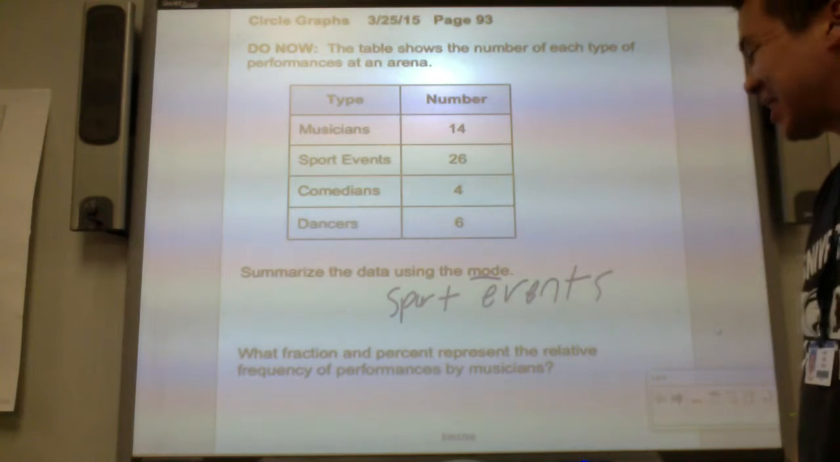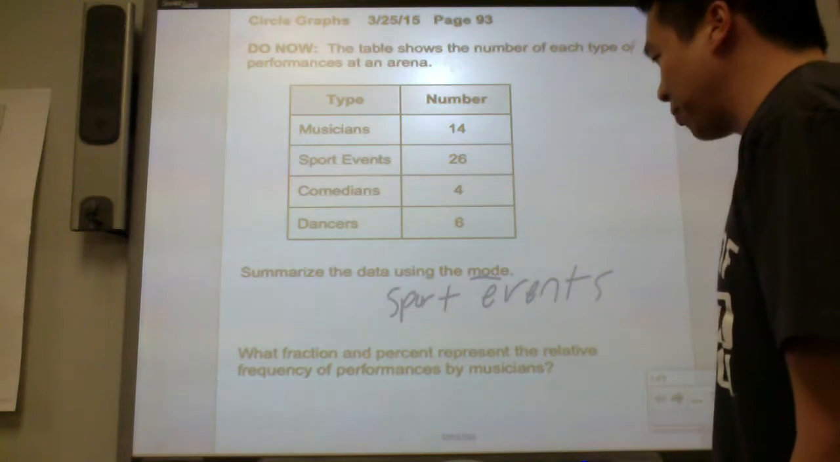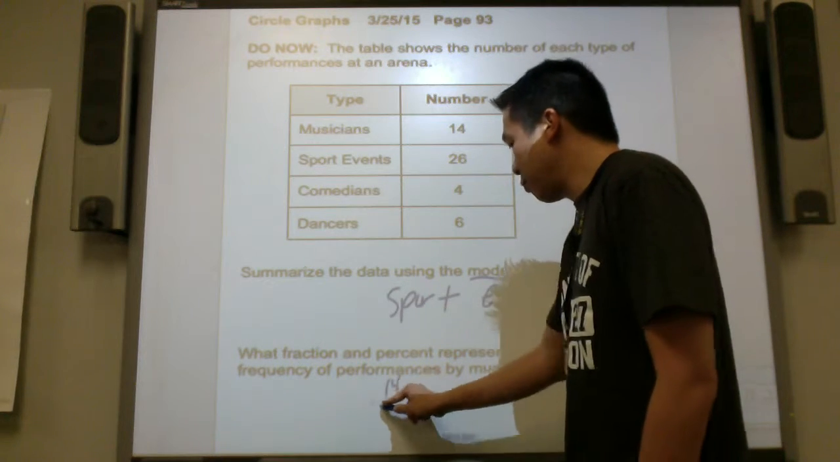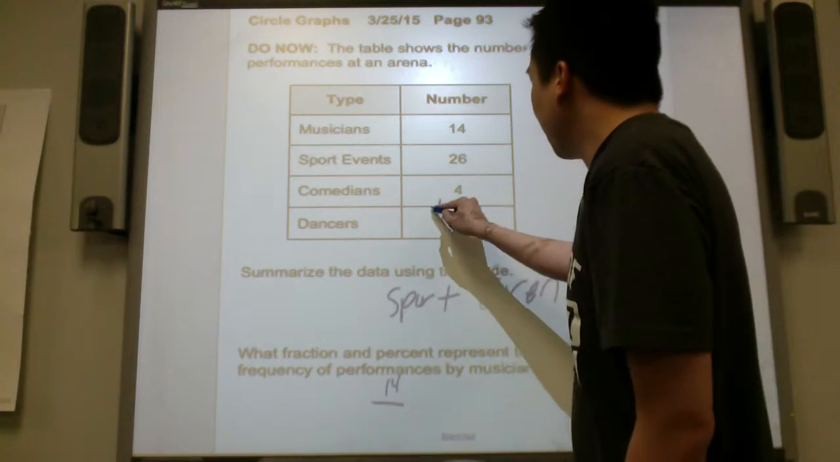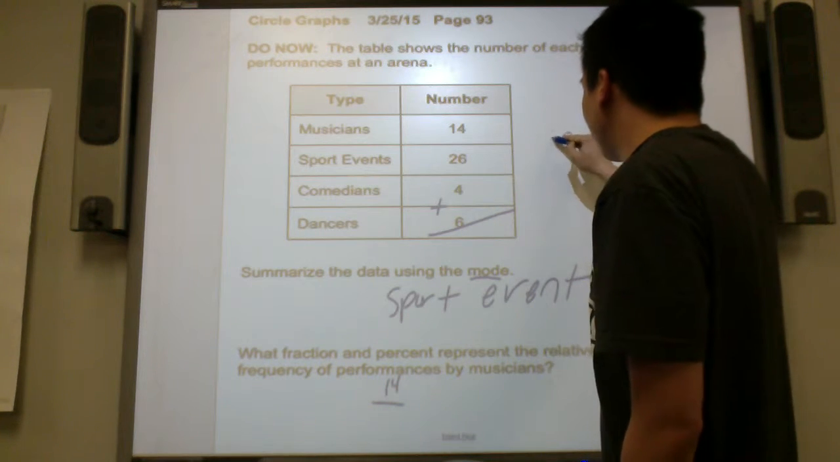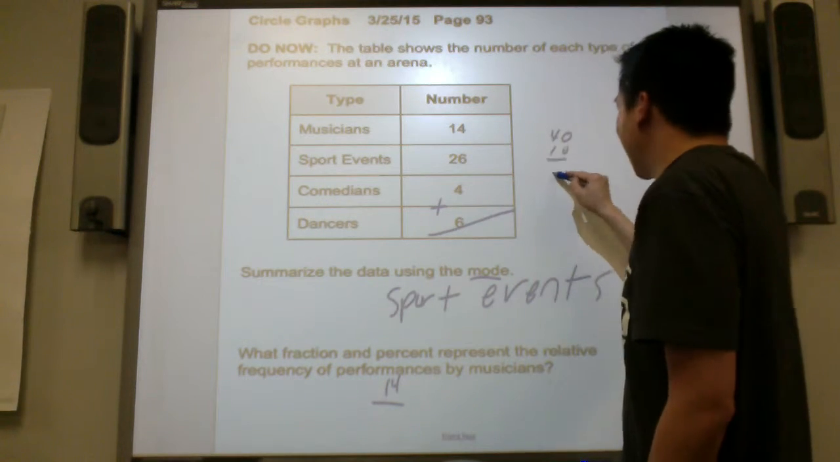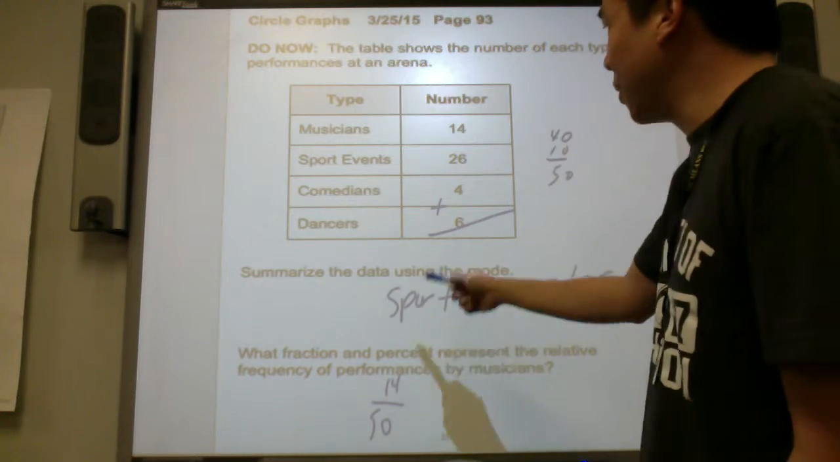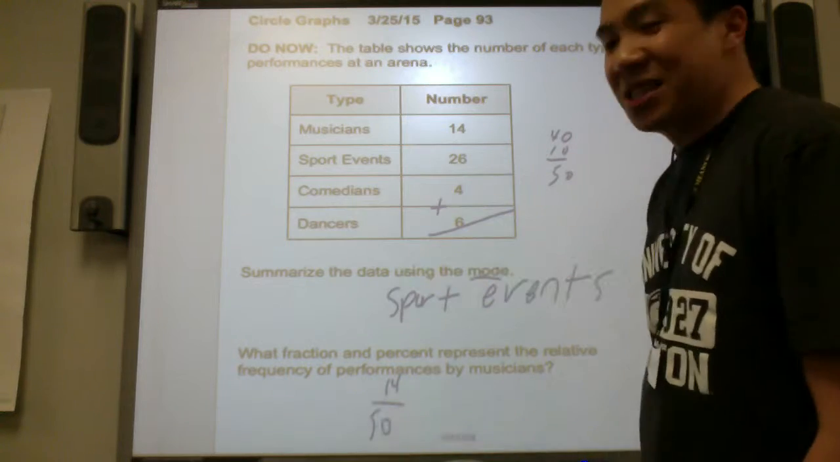What fraction and decimal represent the relative frequency of performances by musicians? If you look at musicians, there are 14 performances by musicians. But what was the total? If you add up 14 to 26, that's 40. 4 plus 6 is 10. That's 50 performances. So out of 50 performances, 14 of them are done by musicians.